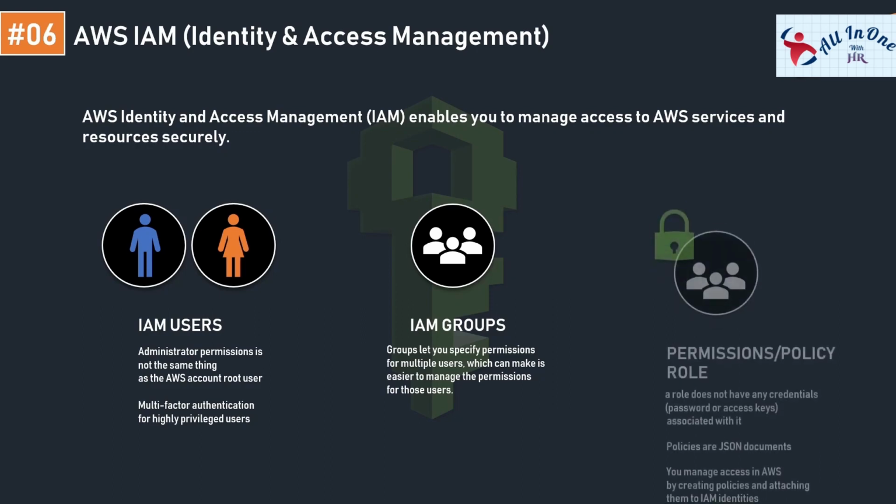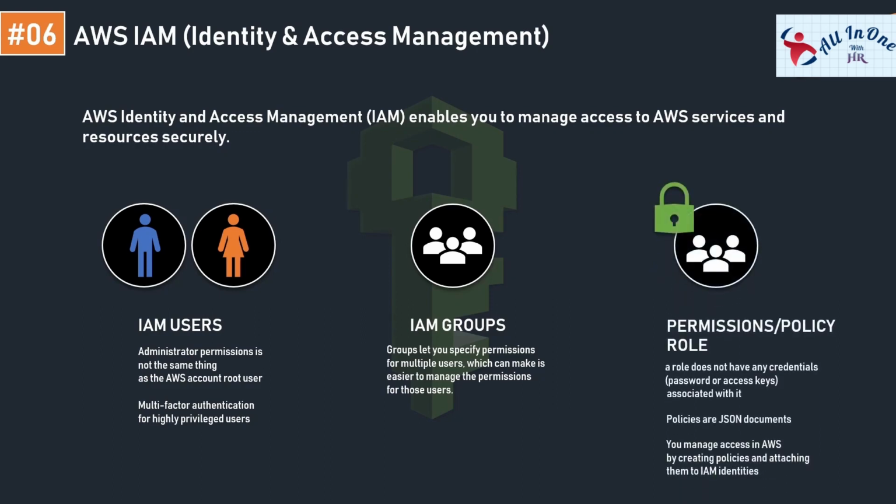And the third thing that you need to remember is permissions, policies and roles. A policy, as I said, you attach to a particular group or a particular user so that they can access a particular AWS service or resource. These policies are written in JSON. JSON is JavaScript Object Notation. You can go and learn JSON if you feel like, because we will be using it for configuring the policies.